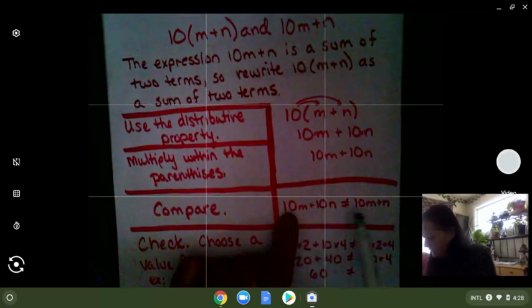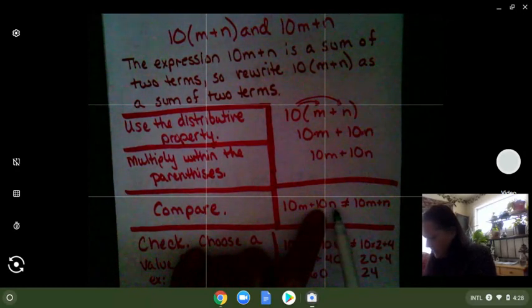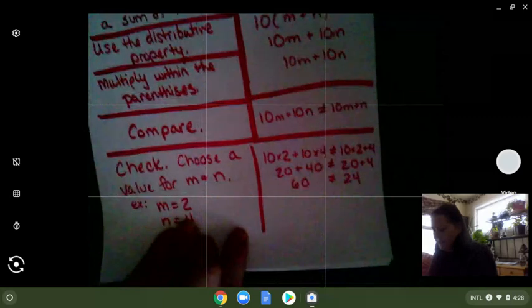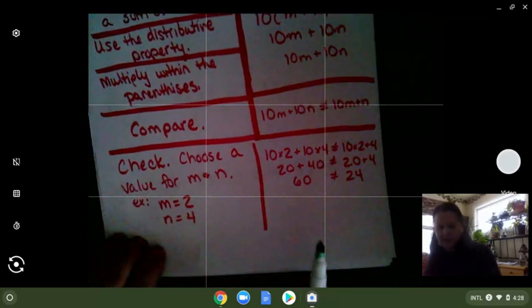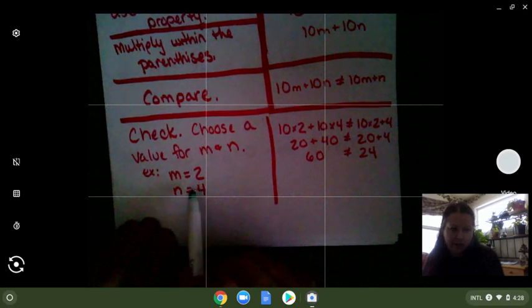So I am looking at this. The 10m is the same, but this one's 10 times n, and this one's just plus n. So this one's going to be always larger than this one would be, and I can check that by putting a number in for each of those numbers. So I just picked a couple that were small. I could put other numbers in here, but for m, I tried a 2, and for n, I tried a 4.